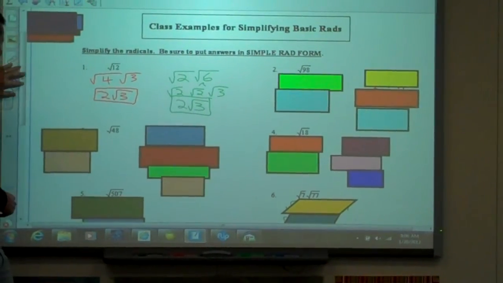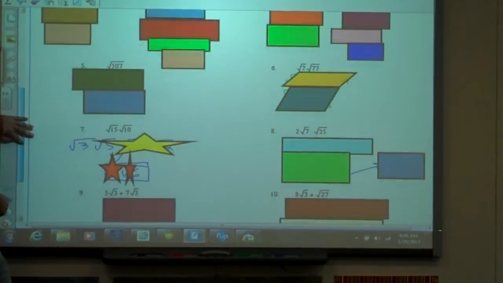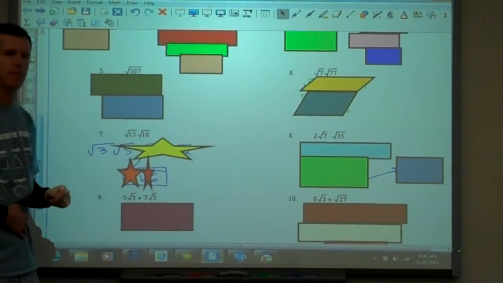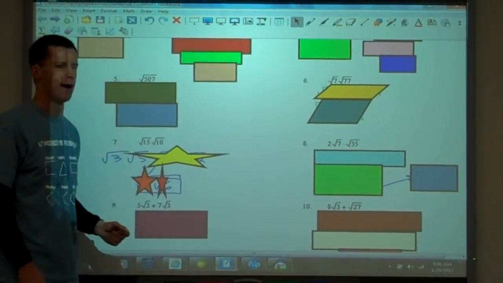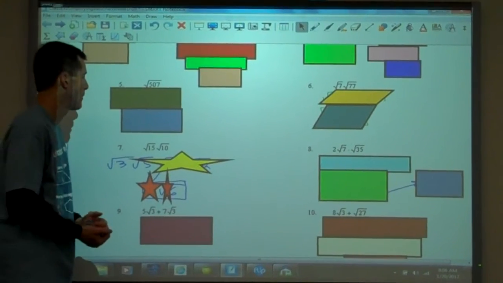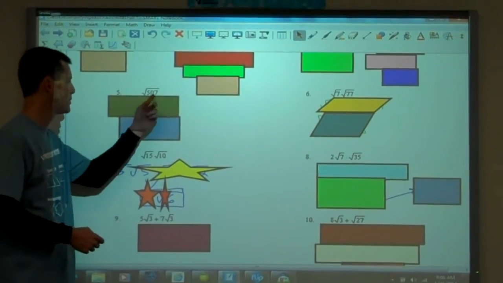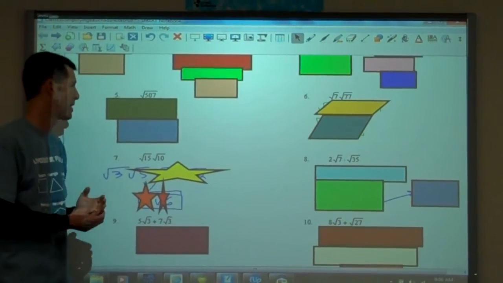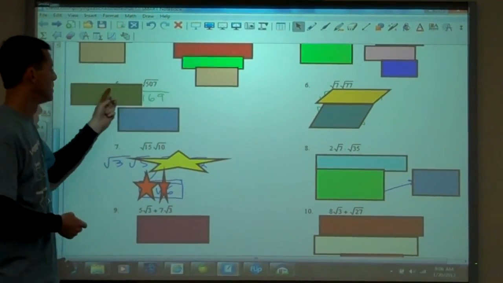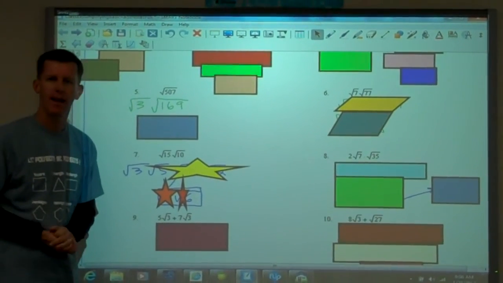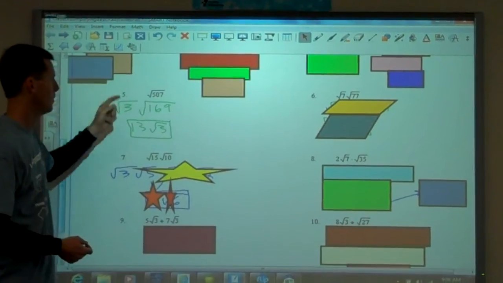We can go ahead and skip 2, 3, and 4. They're very similar. 5 might be fun for you to try. You might not recognize a perfect square number that goes into that, but you hopefully see that 3 does, because 5 plus 0 plus 7 is 12, and that's a multiple of 3. So, oh my goodness, look at that. So that becomes 13 root 3.